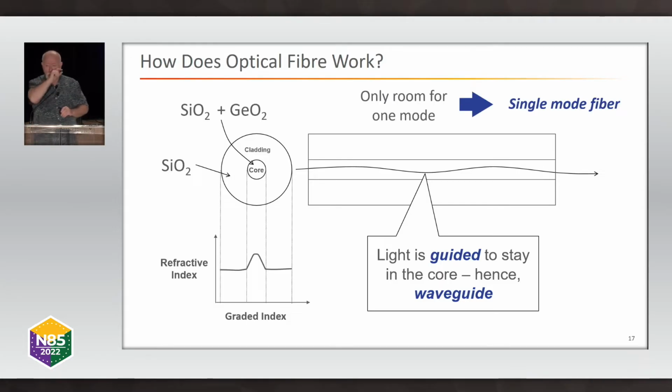Now, we make the core of the fiber very narrow, so there is only room for one path or one mode of propagation, and that's why we have single mode fiber today. By using single mode fiber, we avoid one of the most serious distortions you can get in optical fiber, which is modal dispersion. Some of you may deal with multi-mode fiber, and you know that signals don't go very far on multi-mode fiber. It used to be a lot cheaper than single mode fiber. These days, the difference is almost zero.